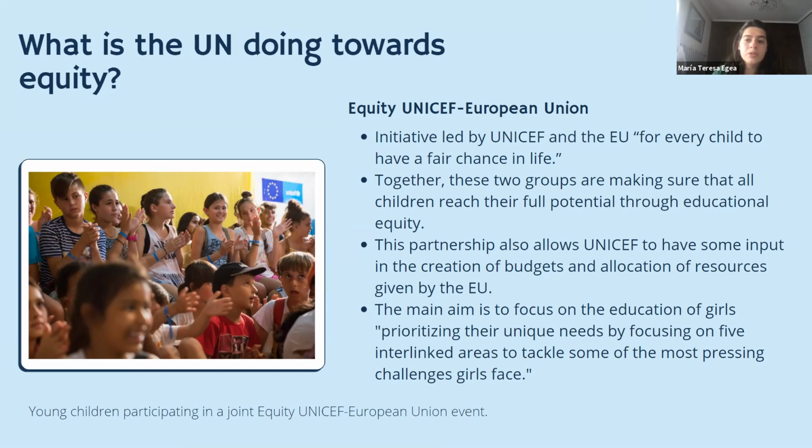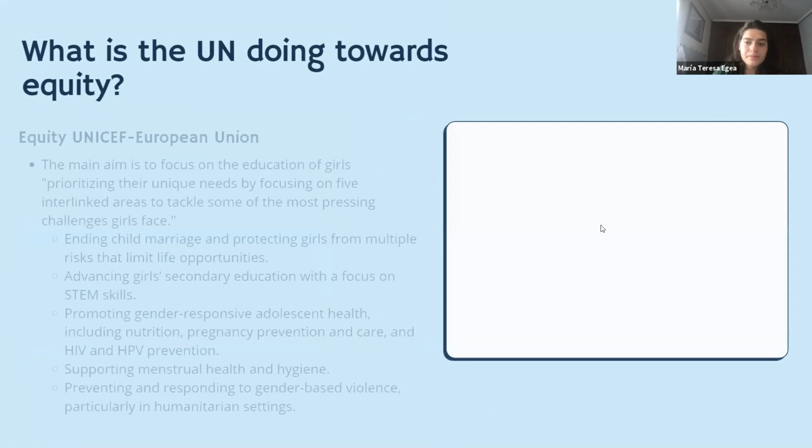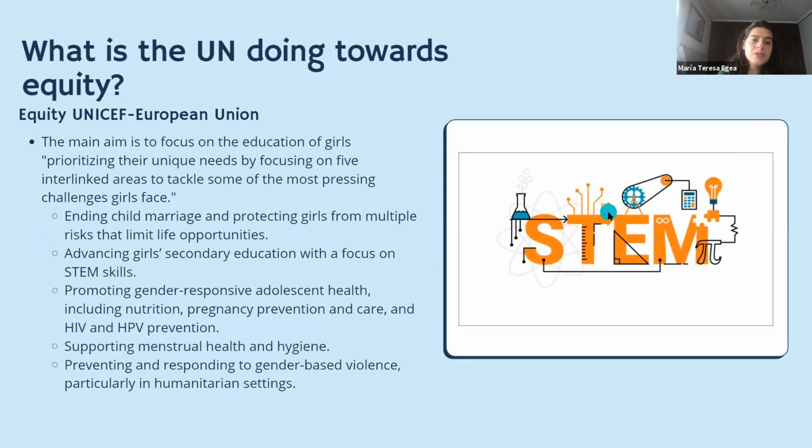In the promotional material, Equity UNICEF European Union determines that their main goal is to focus on the education of girls, by prioritizing their unique needs and focusing on 5 different interlinked areas to tackle some of the most pressing issues they face. And to try to prioritize their unique needs, they have outlined 5 main priorities.